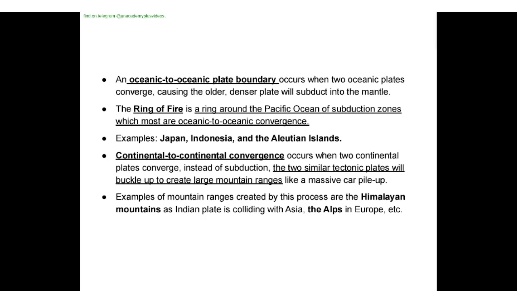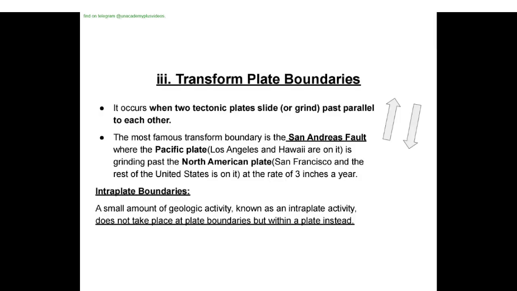Continental to continental convergence occurs when two continental plates converge instead of subducting. The two similar tectonic plates will buckle up to create large mountain ranges, like a massive car pileup. Examples of mountain ranges created by this process are the Himalayan mountains, as the Indian plate is colliding with Asia, the Alps in Europe, etc.